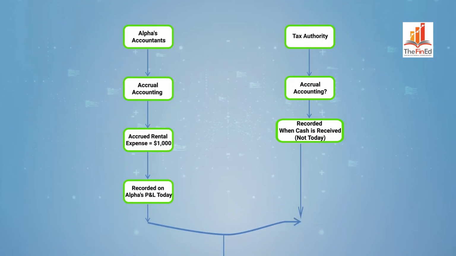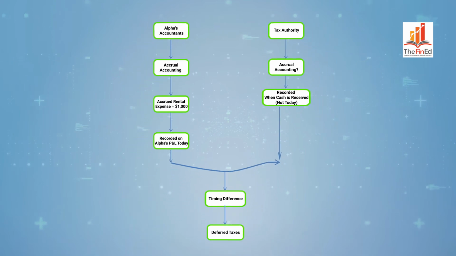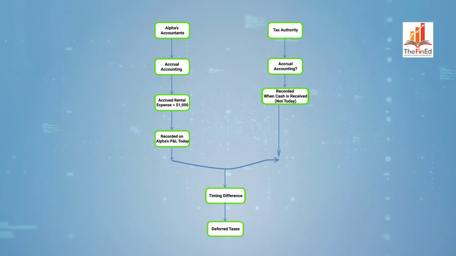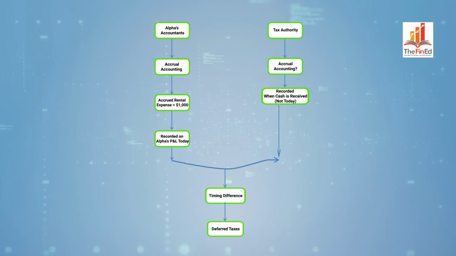Now, in the case of Alpha, its tax authorities only allow the recognition of the rental expense when Alpha actually pays the rent out in cash. So this is an example of the timing differences in the recognition of rental expense between Alpha and the authorities, which gives rise to deferred taxes.